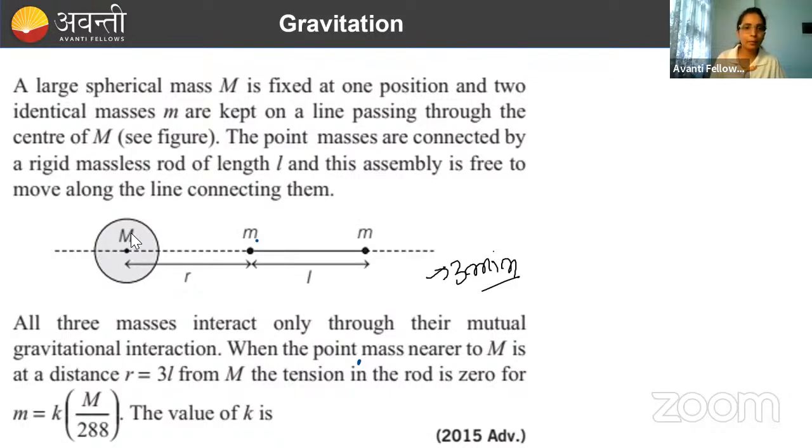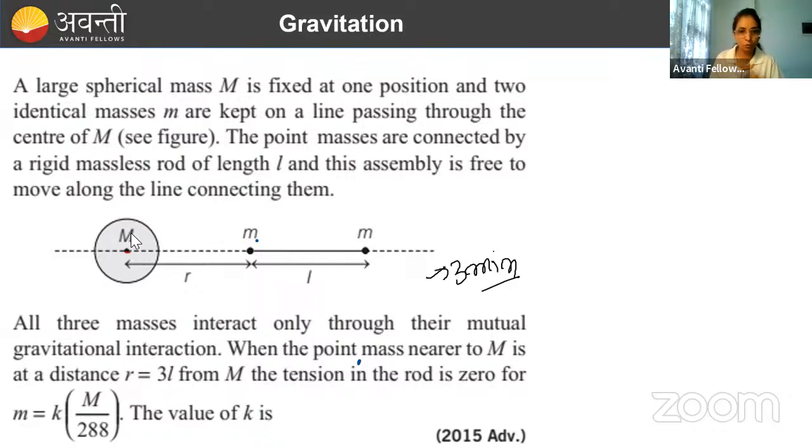Look, there is a large spherical mass m. This is a large spherical mass m and it is fixed at one position, and two identical masses m are kept on a line passing through the center of m. The point masses are not free actually. They are connected with each other through a massless rigid rod of length L, right? And this assembly is free to move along the line connecting them.